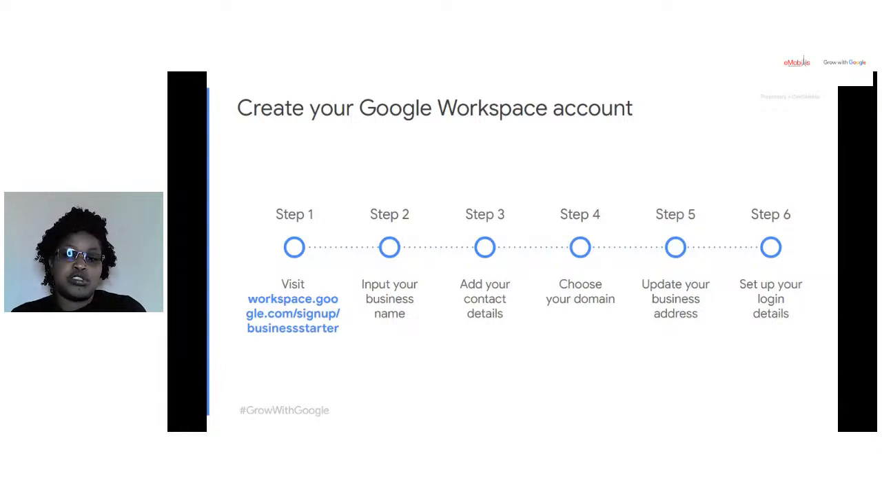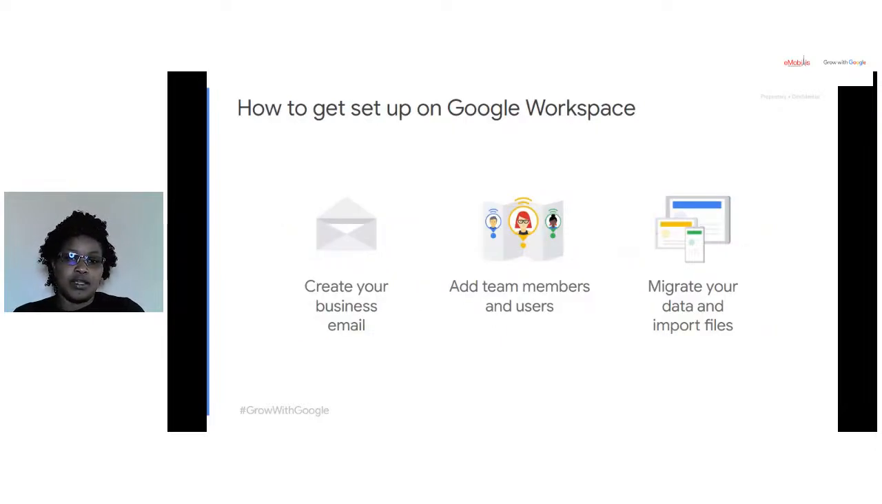And from there you choose your domain, either one you have bought or a suggested domain. That is important when you have a website already, but if you don't have one, there's no problem. And update your business address and choose your username and password. So that is how to get set up on a Google Workspace account.